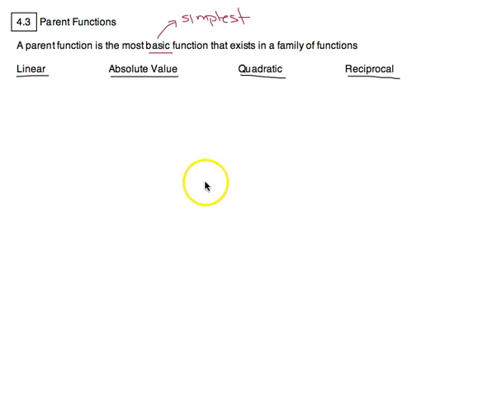So the linear parent function, the simplest, most basic linear equation or linear function that we can write, is f of x equals x. Remember that linear functions are just to the first power. So just a plain old x is as basic as we can get. The absolute value parent function would be f of x equals absolute value of x, because the absolute value is what makes it part of that family.